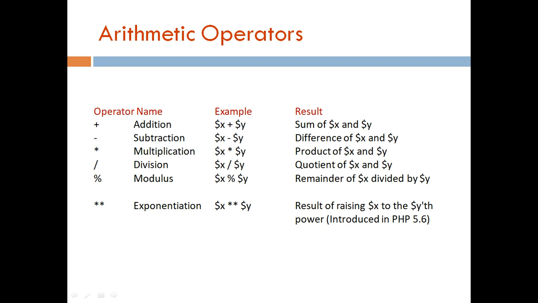The modulus operator is used to find the remainder of a value, and we should remember that if 5 mod 10, we'll be getting the output as 5 only. If a lesser number is divided by a greater number using modulus, the output will be the lesser number itself. And exponentiation is used to find the power of a value, that is x to the power y.